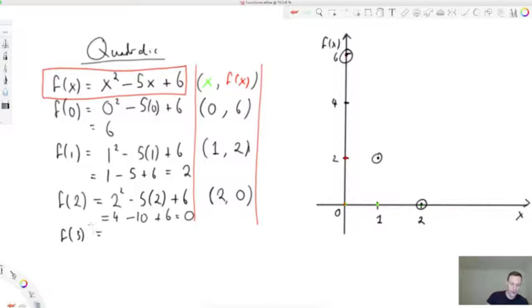So the first one, f of 3. Well, this is the function. Anywhere where you see x now, we're going to replace it with 3. So we have 3 squared minus 5 times 3 plus a 6, which is going to be the same as 9 minus 15 plus 6, which is equal to 0. So that means if we put in a 3, we get back out a 0 again.